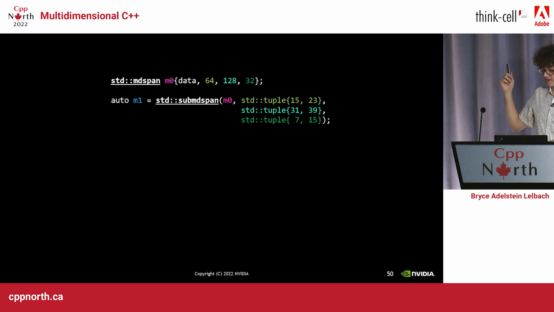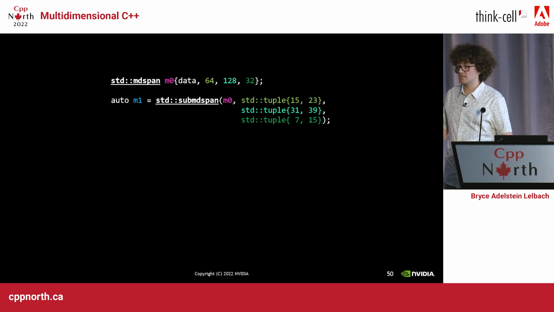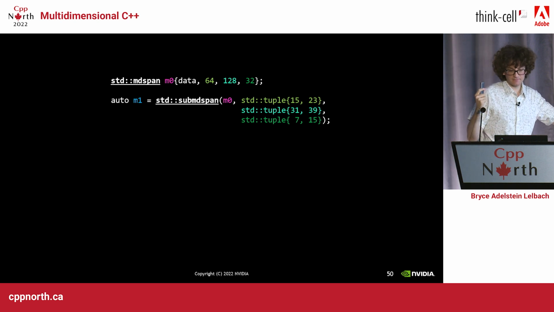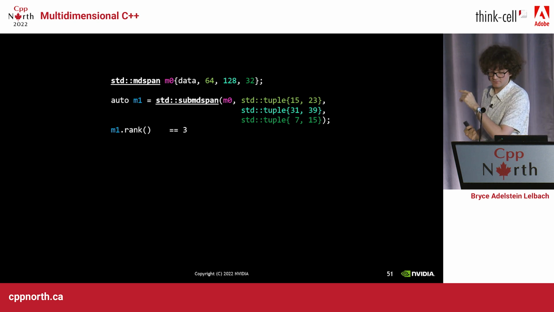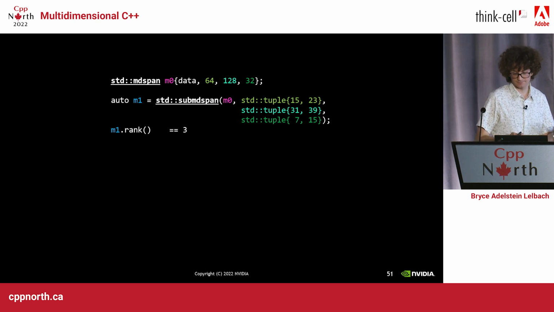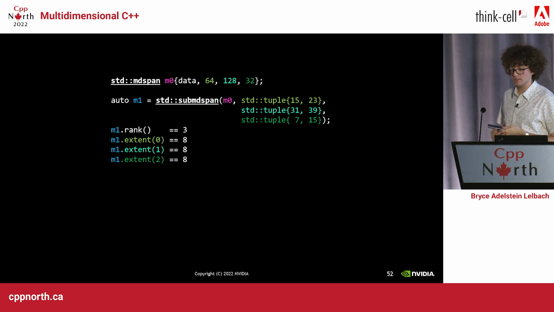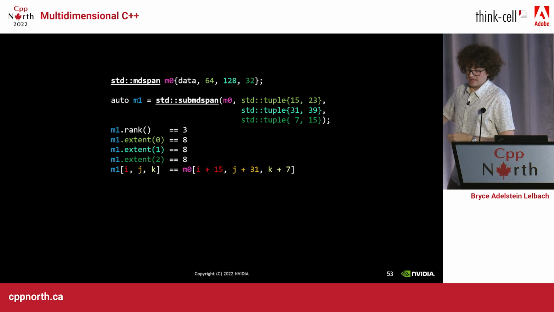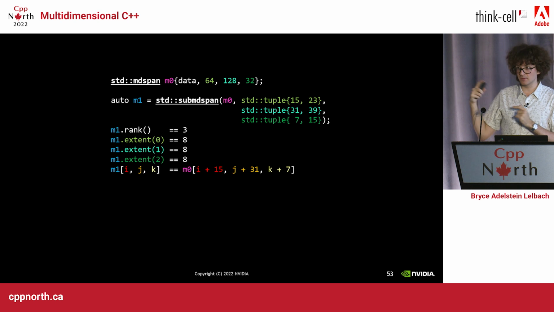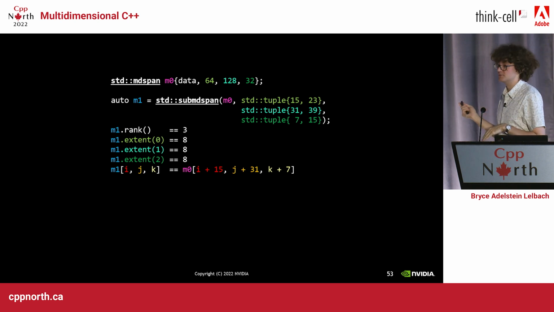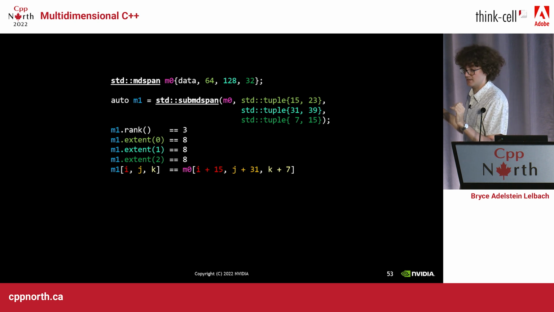So for example, here we have a 3D mdspan M0, and we make a slice of it by selecting 8 indices for each extent, starting at indices 15, 31, and 7, respectively. So the mdspan that's returned by submdspan, M1, will have a rank of 3 because we didn't use any single index slice specifiers that would have caused a rank reduction. Each of the extents of M1 will be 8. And the multidimensional indices for M1 will just be offset from what they would be for M0. So for example, M1 of 0, 0, 0 would be equal to M0 of 15, 31, 7.